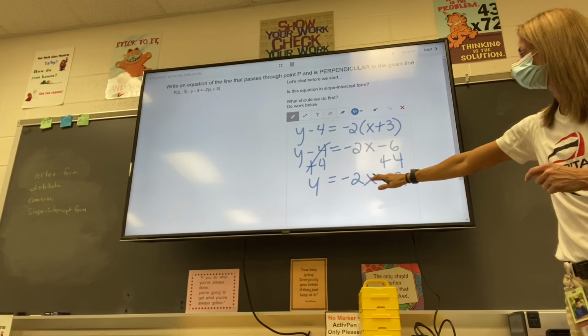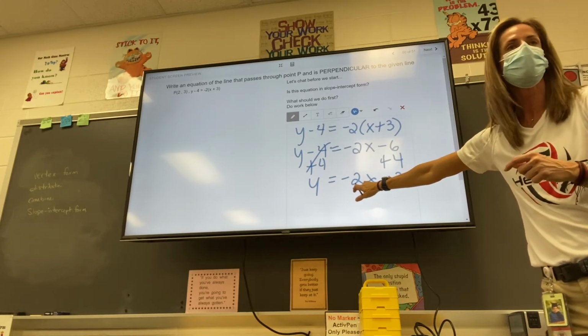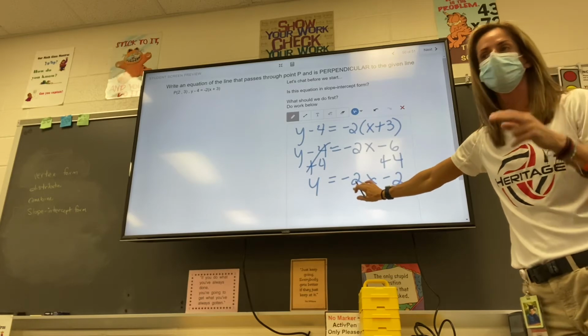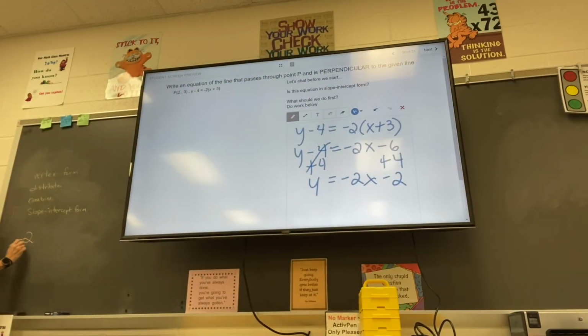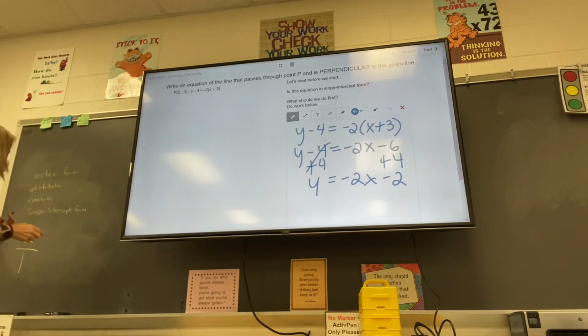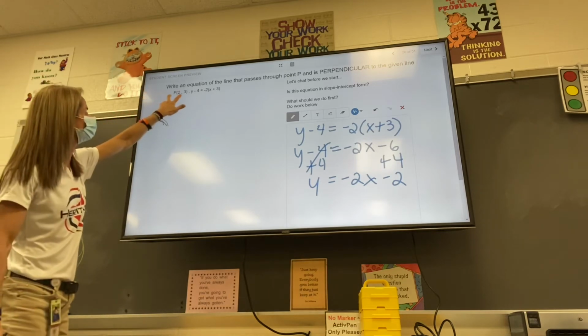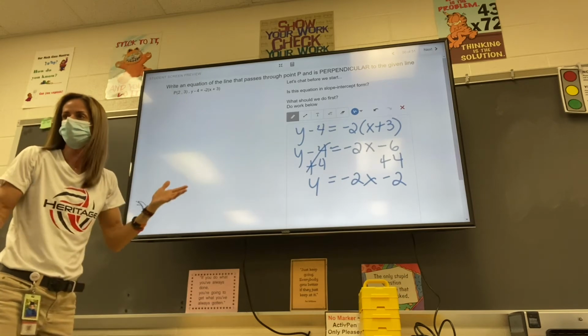Okay, so now that we have the slope of this line, how do we find the slope for the perpendicular line? This is -2. That's like -2 over 1, right? What's the negative reciprocal of that? 1 over 2. Okay, so we're going to use 1/2 for our slope, and then we're going to use this for our x and our y. And then it's just like the last problem.